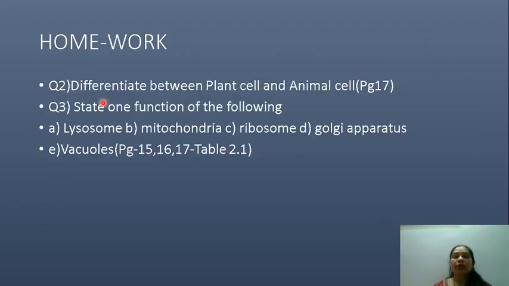Now the homework for today. Last class I gave you question 1. Now question 2, differentiate between plant cell and animal cell. The answers are on page 17. Question 3, state one function of the following: lysosome, mitochondria, ribosome, Golgi apparatus, vacuole. You will find this in that table. Okay, there is table 2.1 on pages 15, 16, 17. It continues for 3 pages. From table 2.1, you will get the diagram, the characteristic, and the third column is the function. So from the function, you can pick up the functions to be written for each of these.